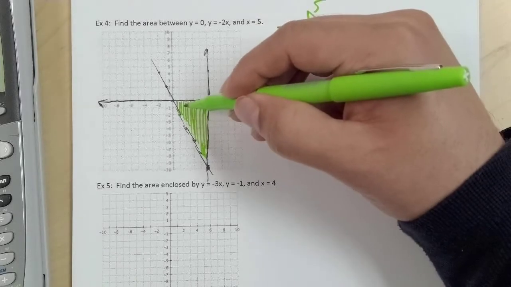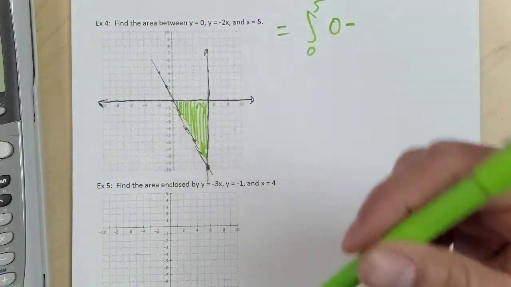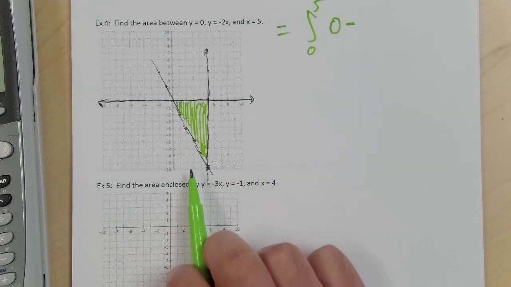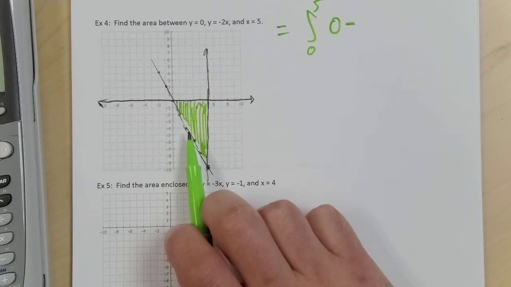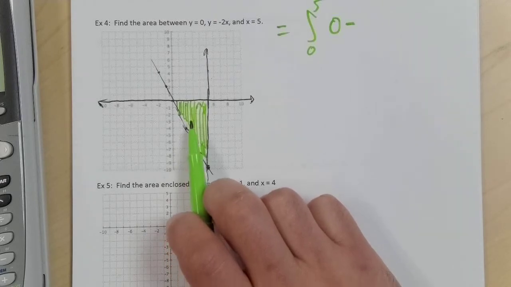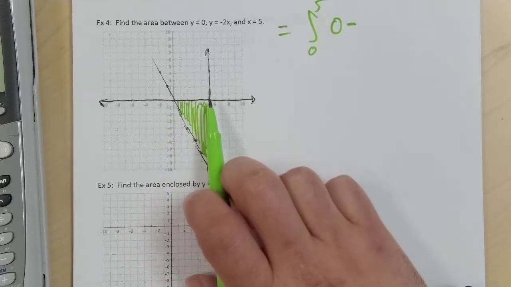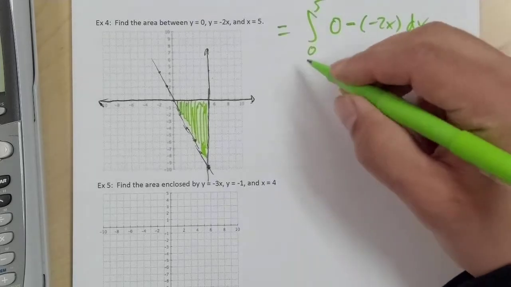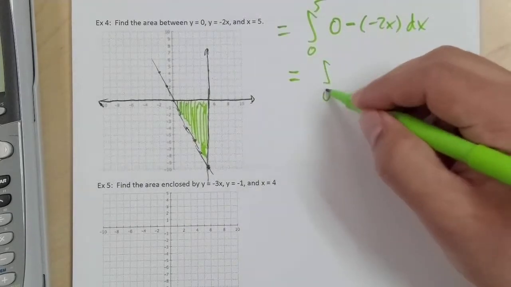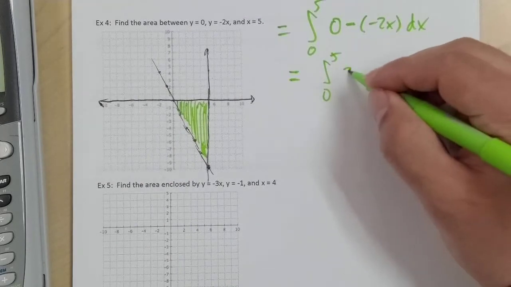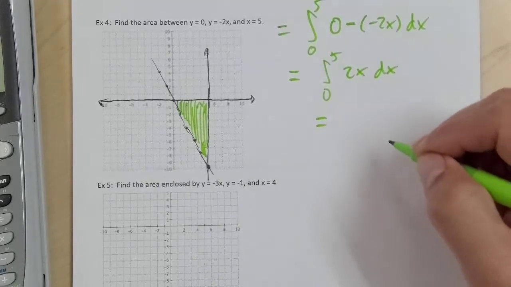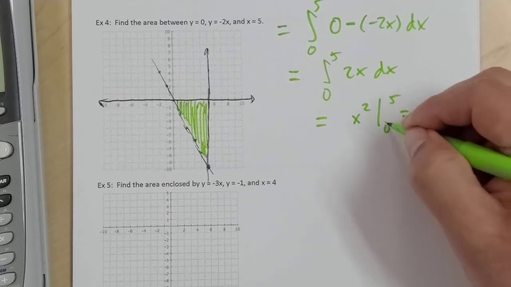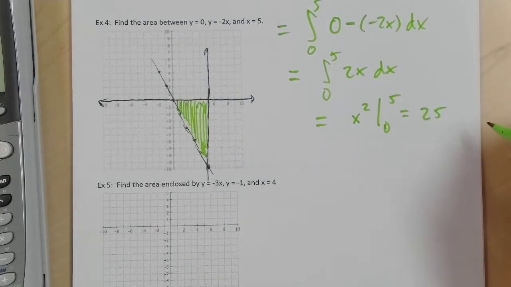Minus the lower curve. It's kind of weird when it's like this, but think if I were to go bottom to top, right? You see how the bottom line, y equals negative 2x, that's the bottom of the area. The top of it would be the flat y equals 0, right? So that's why I'm doing 0 minus negative 2x dx. Well, that's not hard. This is just positive 2x. The antiderivative of 2x is just x squared. Evaluate that from 0 to 5. You get 25.